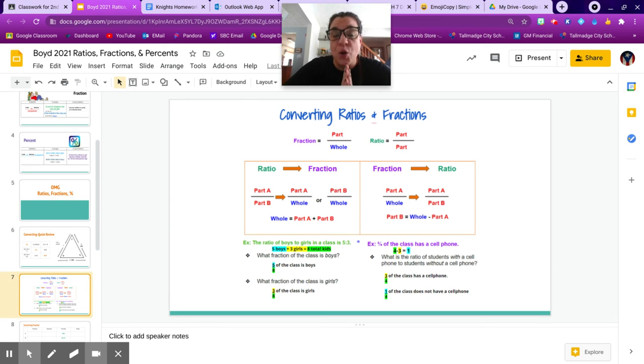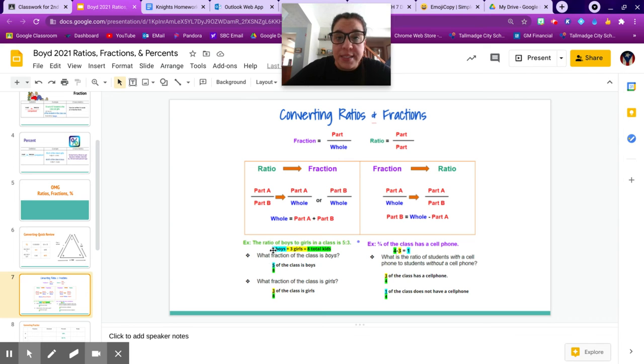So for example, the first side here on the left, I'm trying to convert a ratio into a fraction. So I know my ratio has one part and a second part, part to part. In order to turn that into a fraction, I'm going to take one part plus the other part, and that's going to give me the whole. All right. Once I know the whole, then I can split the ratio into 2 fractions.